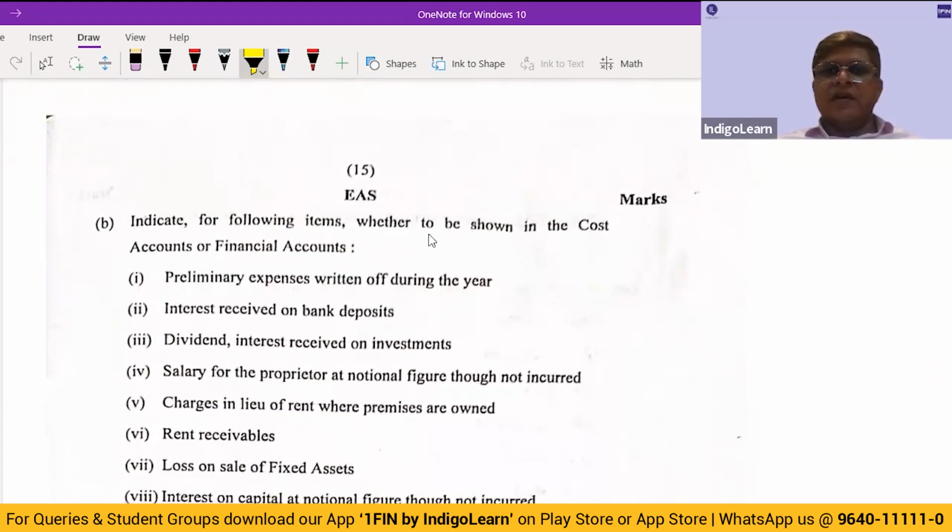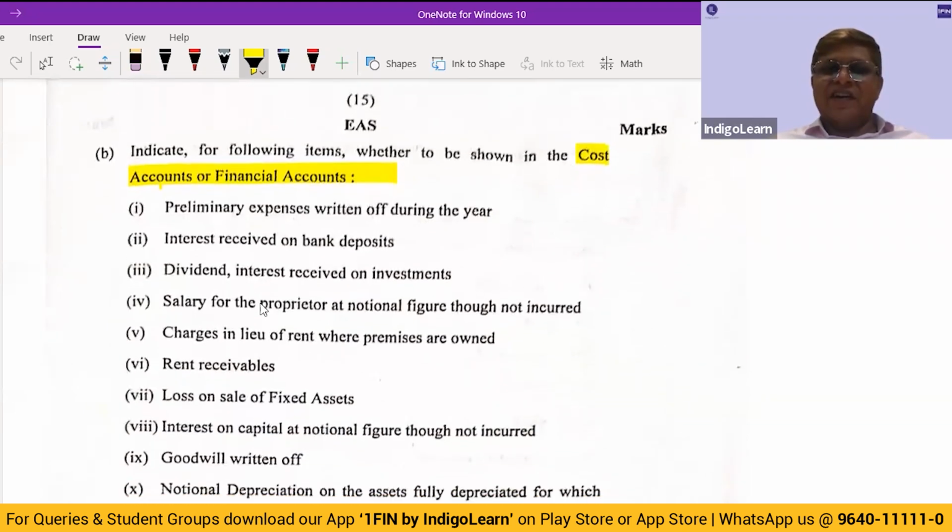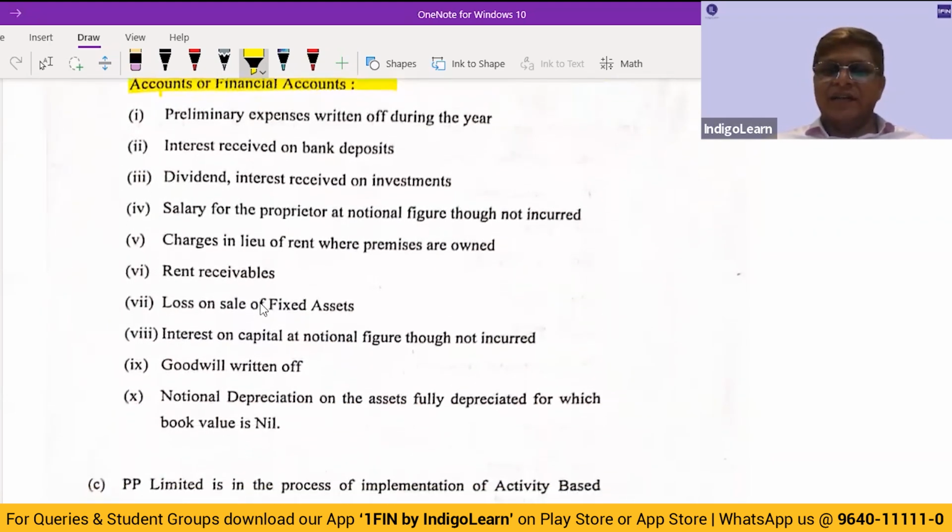Indicate the following items, whether to be shown in cost accounts or financial accounts. Student should be very, very happy. Ask me why. A 5 marks question on the same topic, same concept from cost accounting was given as a practical question. And now they are giving a theory question for 5 marks, same items. 2-3 items are similar also. For example, preliminary expenses written off. If a student knows it correctly, there also he will get 1 mark, here also he will get 1 mark. What else does a student require from the examination? Simple, easy 5 marks.